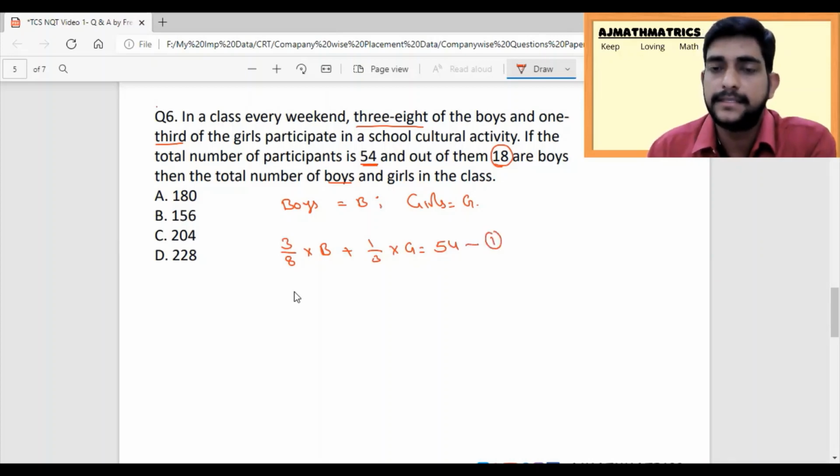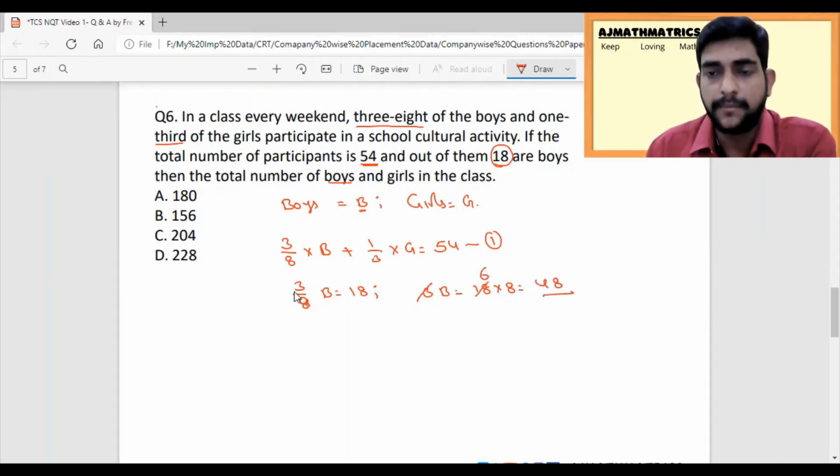So let's take this as the first equation, and the second will be, out of them 18 are boys, and we are taking the number of boys as B, which means 3/8 of B equals 18. So from this we'll get 3B equals 18 into 8. So 3 ones are 3, 6 are, which means the number of boys is 48. Now what we need to find out is the girls in the class.